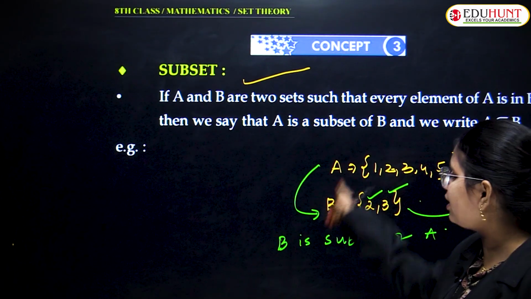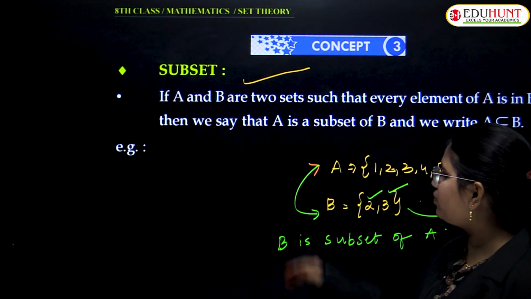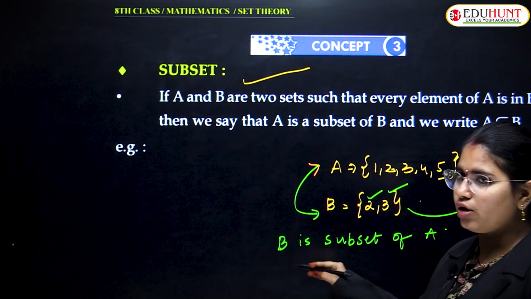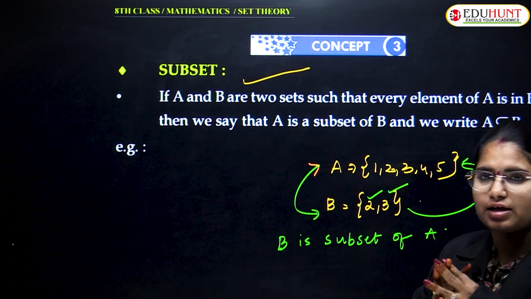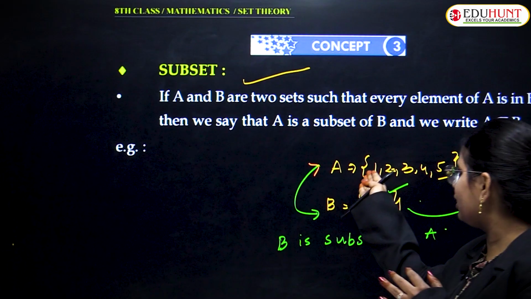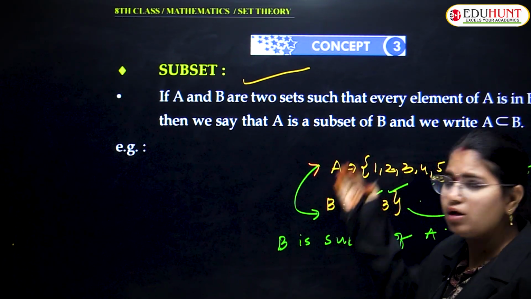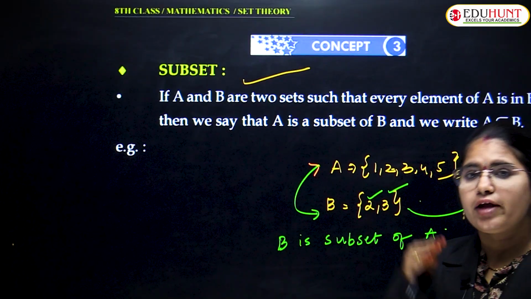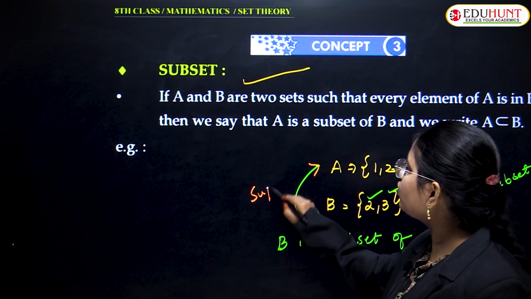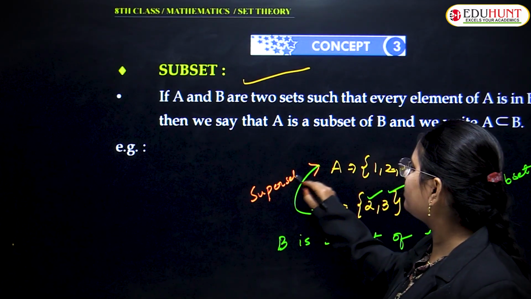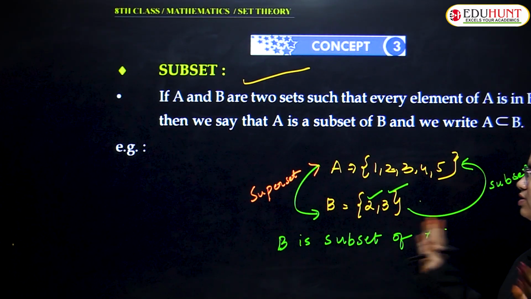Now, how is A related to B? A is the main set, right? All the elements of B are present in A, so B is called a subset of A. How is A related to B? Then we call A a superset of B. A is a superset of B. This is about subsets and supersets.